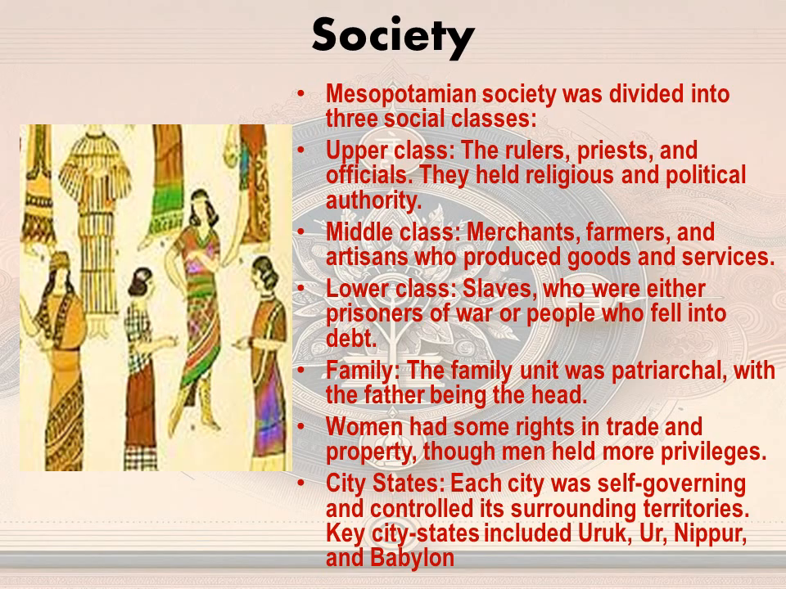City states. Each city was self-governing and controlled its surrounding territories. So, a big city was there, and that city had its own government, which means it would have its own ruler, its own officers, and sometimes its own army also. So, each city was like a state. Therefore, these cities are termed city states. The key city states included Uruk, Ur, Nippur, and Babylon. So these are the major city states in the Mesopotamian civilization.